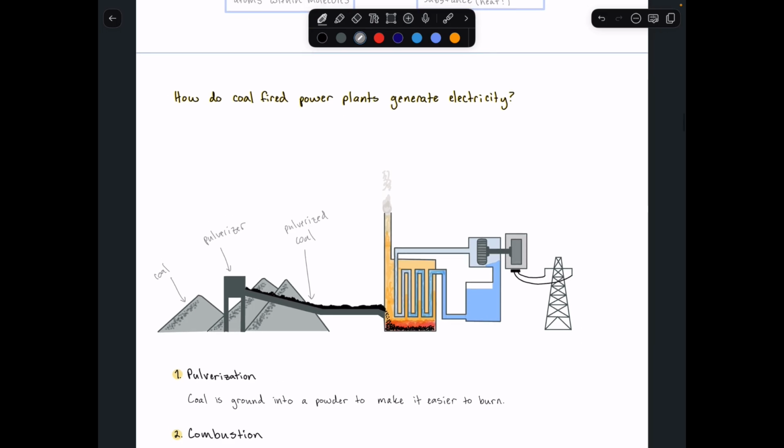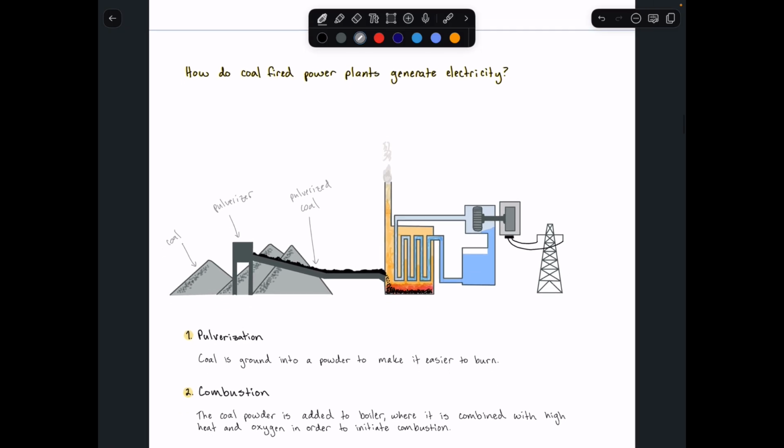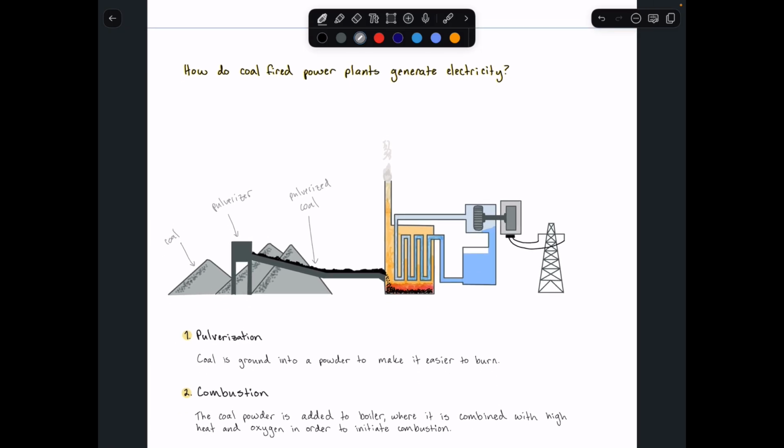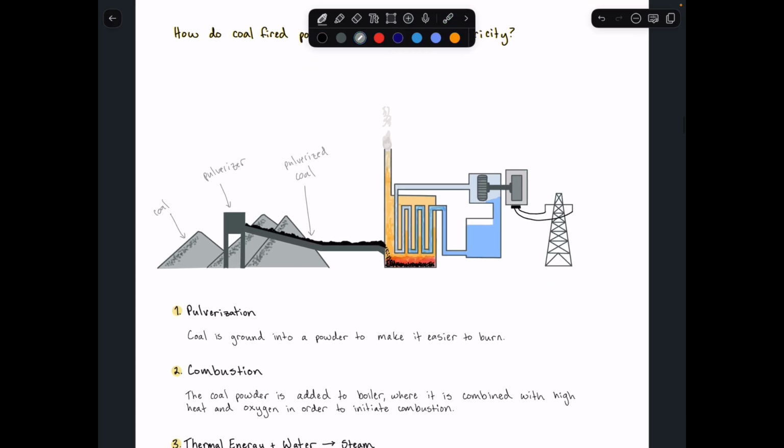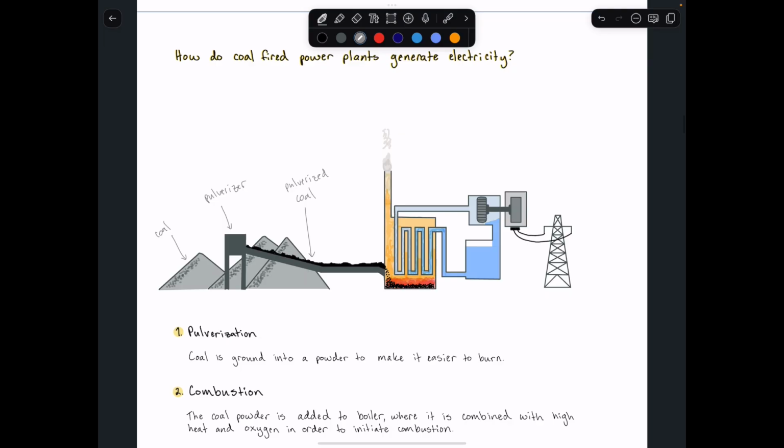Okay, and then the next step is initiating the combustion reaction. The pulverized coal is dropped into what is called a boiler, which is what this is here. A boiler takes a fuel and some air from the atmosphere, and it initiates a combustion reaction in order to heat water.